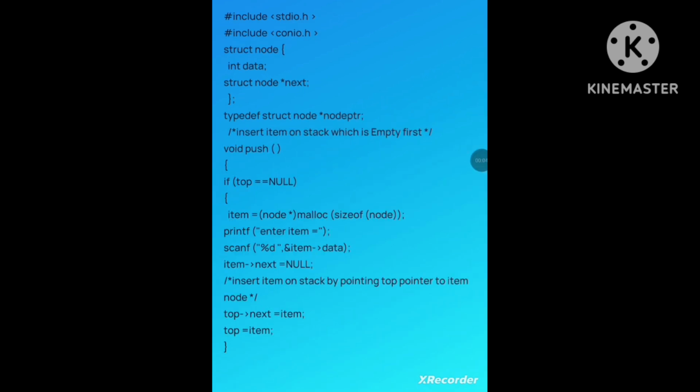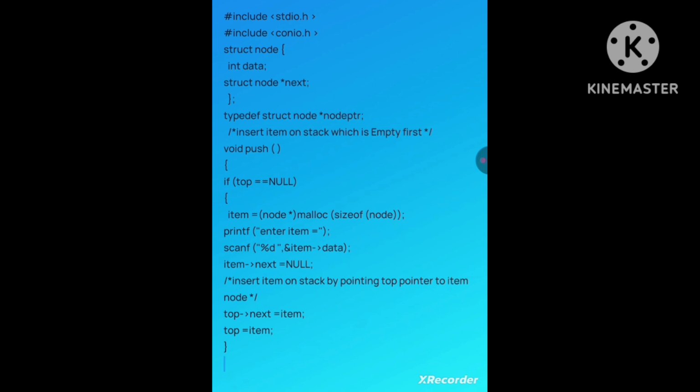Now for the push function, which is defined as a void function, we first check whether the stack is empty. For that, we use an if condition: if top is equal to null, that means our stack is empty. So we first create the item node using the malloc function and then scan the value of the item. Then we assign the next pointer of the item to null. Now we point the top pointer to the item node, which is created to be the node on the stack.